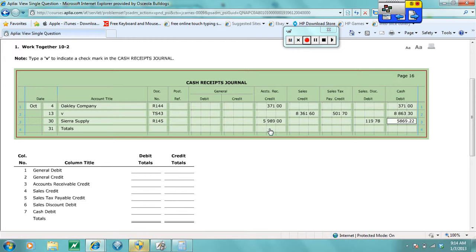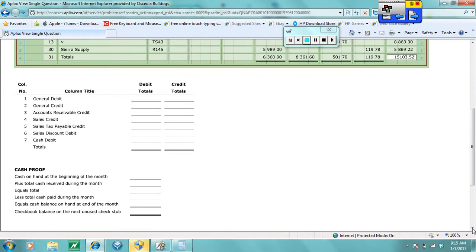You do your totals because it tells you to total your journal. The total is $15,103.52. Then you go through and put these numbers where they belong and make certain they equal. The next step tells you to prove your journal.